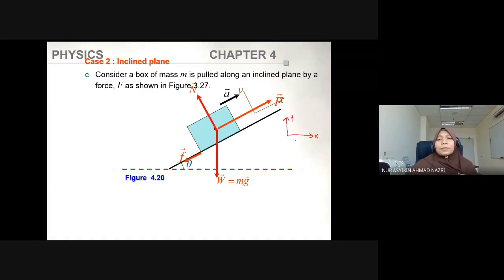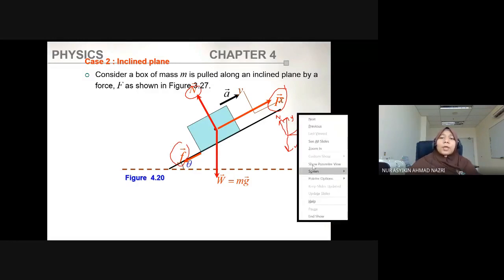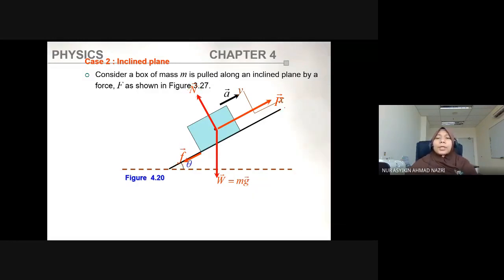Okay, so tak ada masalah. But the problem is 1, 2, 3 forces are not mesh with this coordinate system. Cuma W saja macam ni. So bila tak mesh macam tu, then you need to resolve all these three forces. So that's why kita tak nak. So kita nak elakkan benda tu, then we shift the coordinate system. So then only one sahaja that we need to resolve.